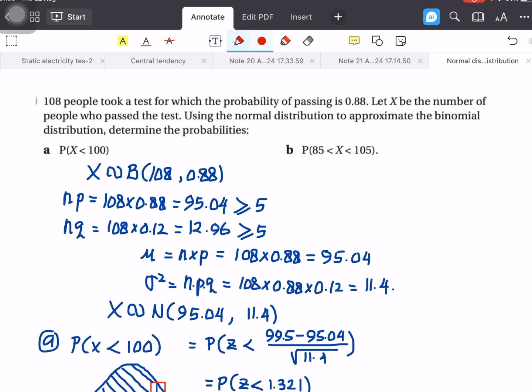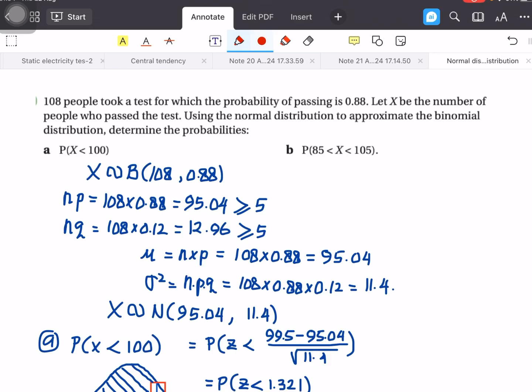108 people took a test for which the probability of passing is 0.88. Let X be the number of people who passed the test. Using the normal distribution to approximate the binomial distribution, determine the probabilities A, P(X less than 100) and B, P(85 less than X less than 105).